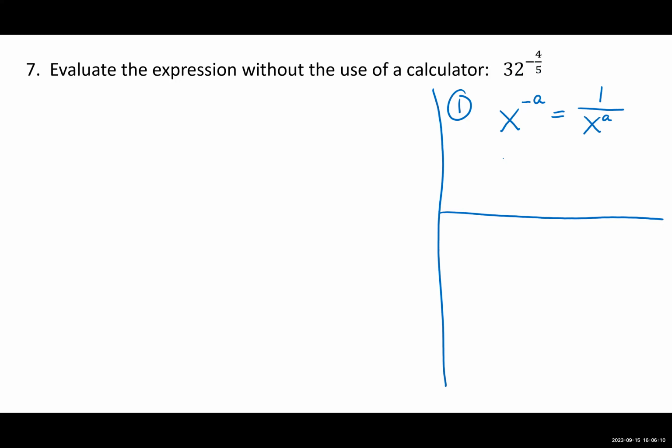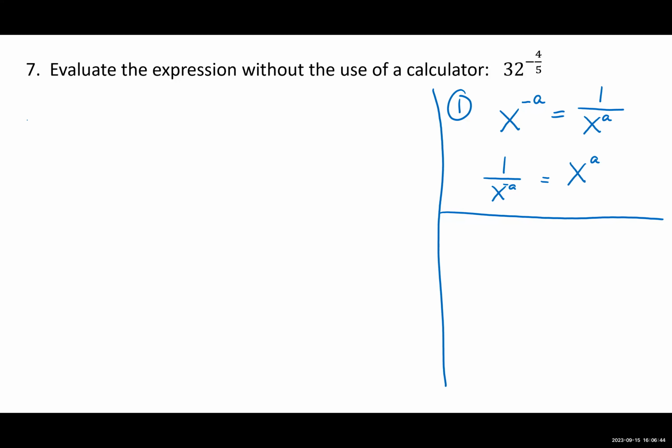And if the negative starts on the bottom of a fraction, same thing. We take the reciprocal, so it moves to the top. So basically, if you have a negative exponent, you move it to the other side of the fraction bar. If it's on the top, you put it on the bottom, it becomes positive. If you have a negative exponent on the bottom, you move it to the top, and it becomes positive.